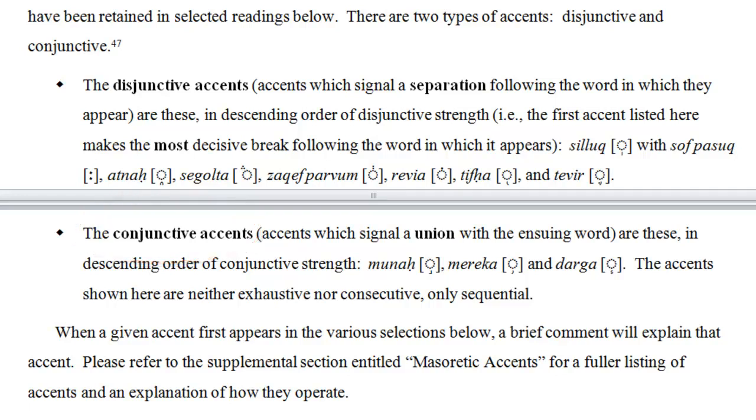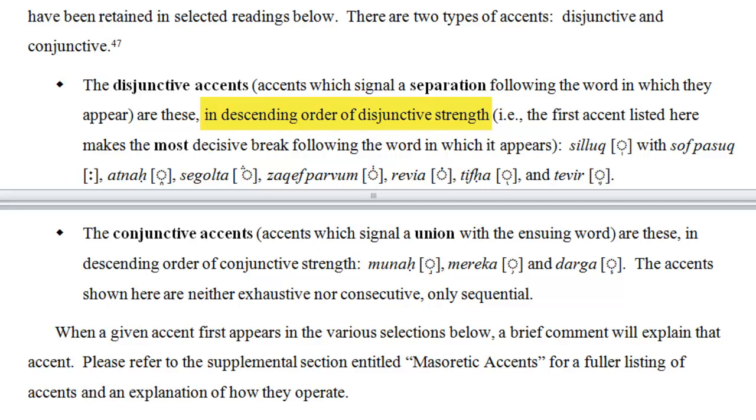At the close of the first bulleted paragraph, you will see some of the more prominent disjunctive accents, that is, accents which say to us, following the word in which the accent occurs, you should envision some degree of pause or separation of thought. As this list unfolds before you, keep in mind this important element. These are listed in order of descending strength.